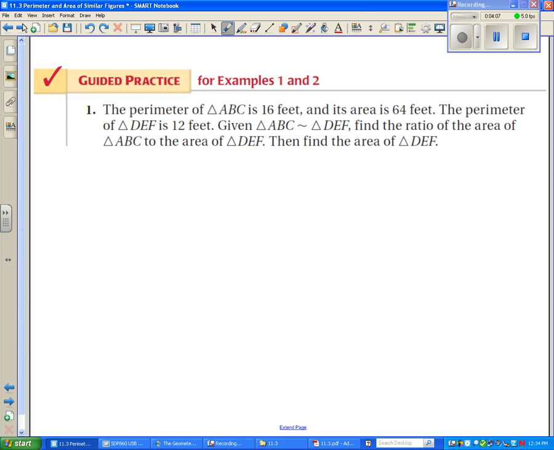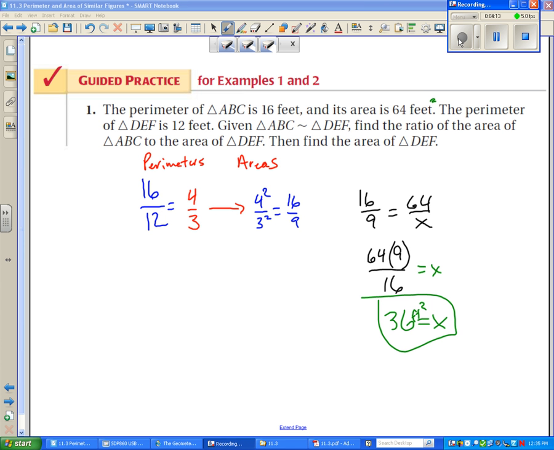All right, guided practice. Pause the video, see if you can get the same thing that I do on this one. And this one I'm actually going to do in the video. All right, I got 36 feet squared. I'll talk through the process just for a second in case you didn't quite get that. Notice the ratio of the perimeters is this, which reduces to this.